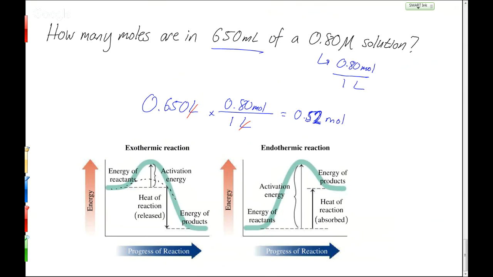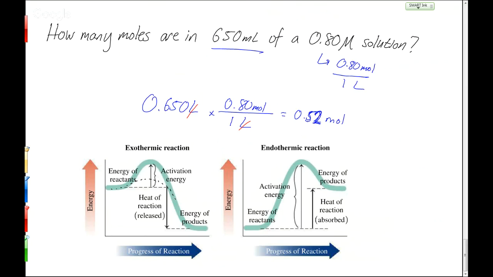The activation height is proportional to the speed or the rate of the reaction. So if you have a higher hill, you have a slower reaction. And that's why adding a catalyst lowers that hill. Maybe does something like this. So you end up with the same reactants and products, but you have lower activation energy.